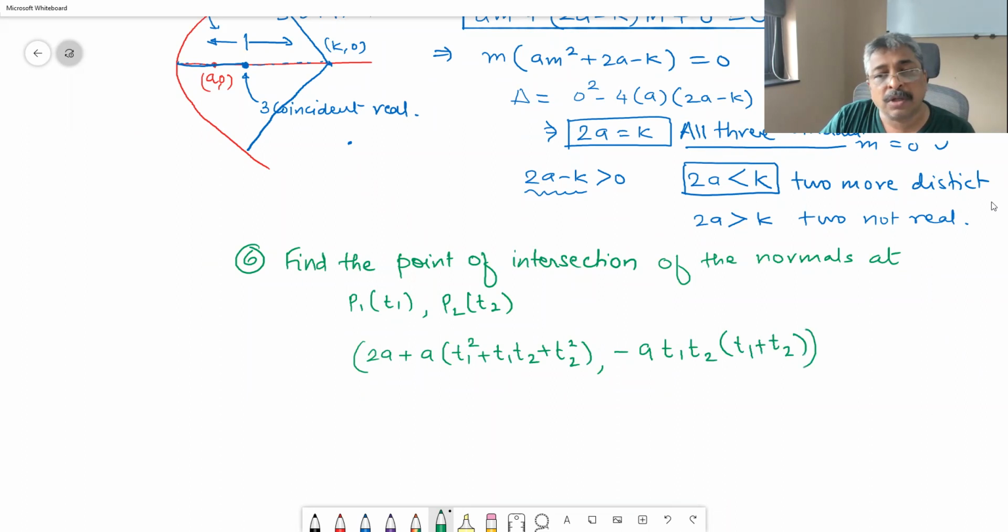Now these are the things which you are required to remember, because if some locus of the point of intersection of normals is required, this is going to be very handy. You need not work again. If you remember this point, you can exploit the nature of this point to find out that locus. Okay, next.